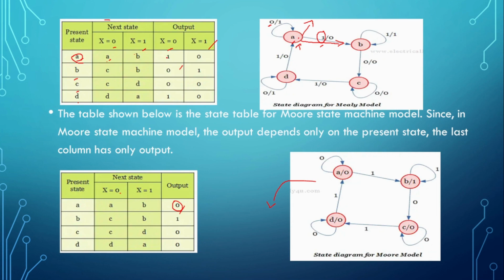Afterwards, write down the output for this present state A. When present state is A and input is 0, see here, present state is A and input is 0, you will get an output value of 1. Right. So if x equal to 0, you will get an output value of 1. When x equal to 1, you will get a value of 0. So you need to write this output value when x equal to 0 and x equal to 1 in both the columns.